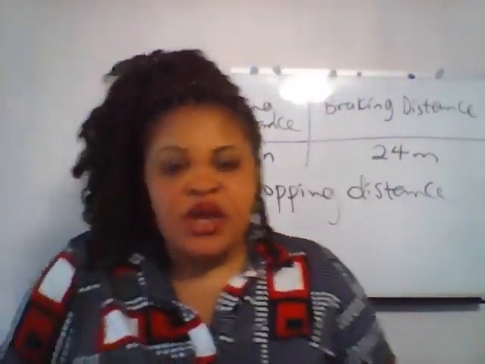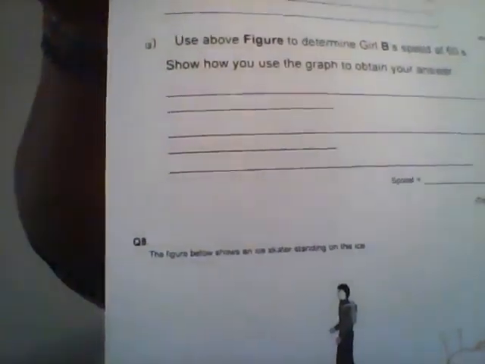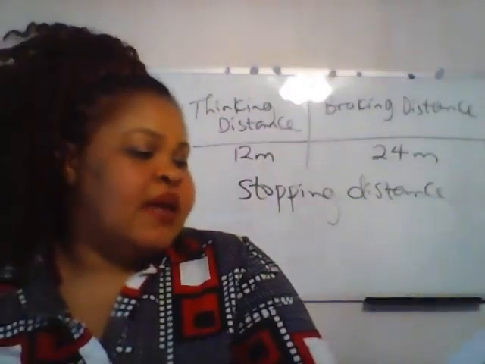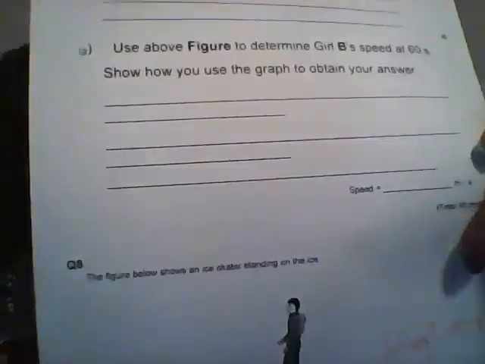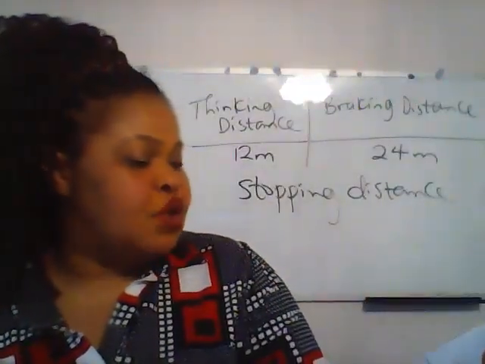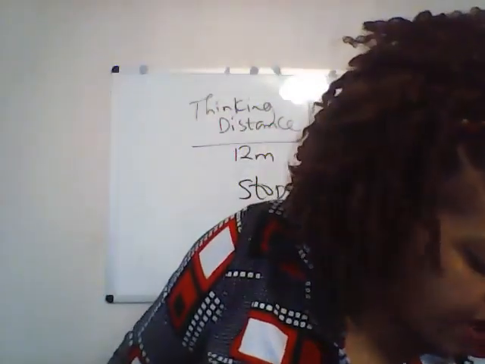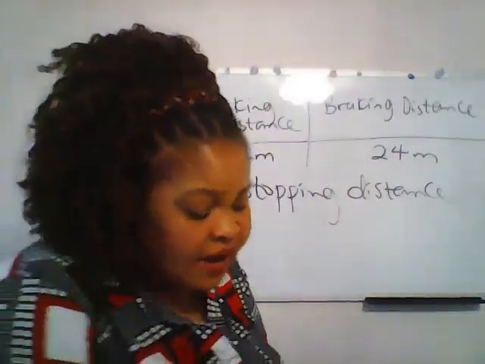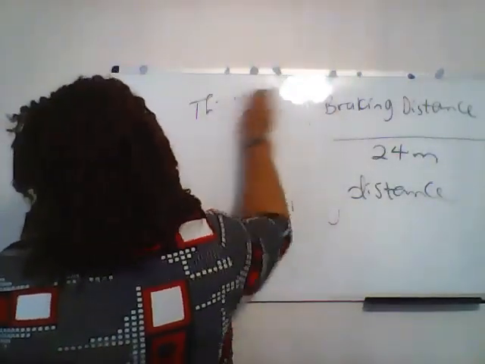Now, there is a question here, which is the last I want to look at on forces, and it's how it's related to speed and all that I've been doing. This is showing a diagram of a person. It says the figure below shows an ice skater standing on ice. Write down the equation that links acceleration, change in velocity with time. So acceleration is equal to change in velocity divided by time.